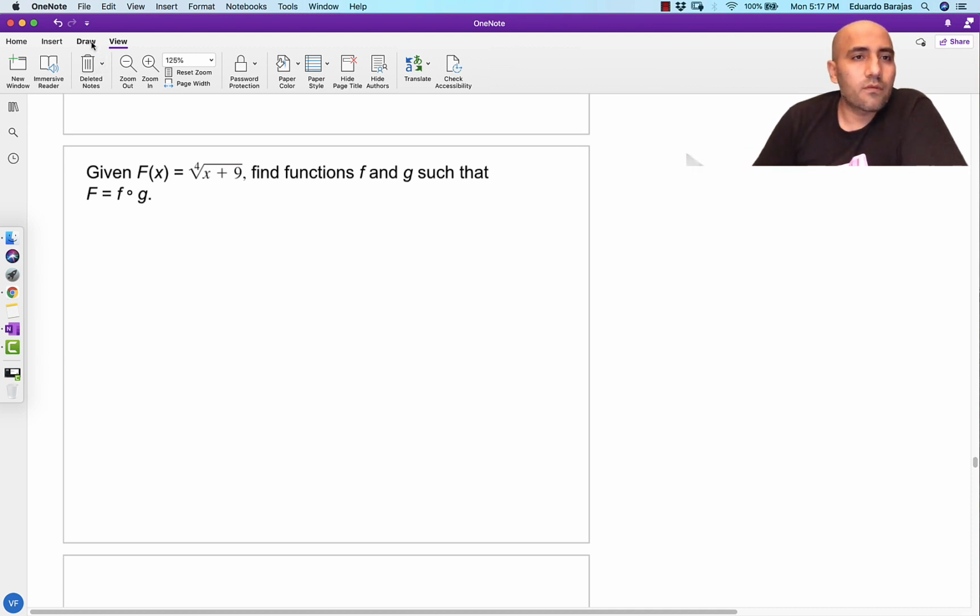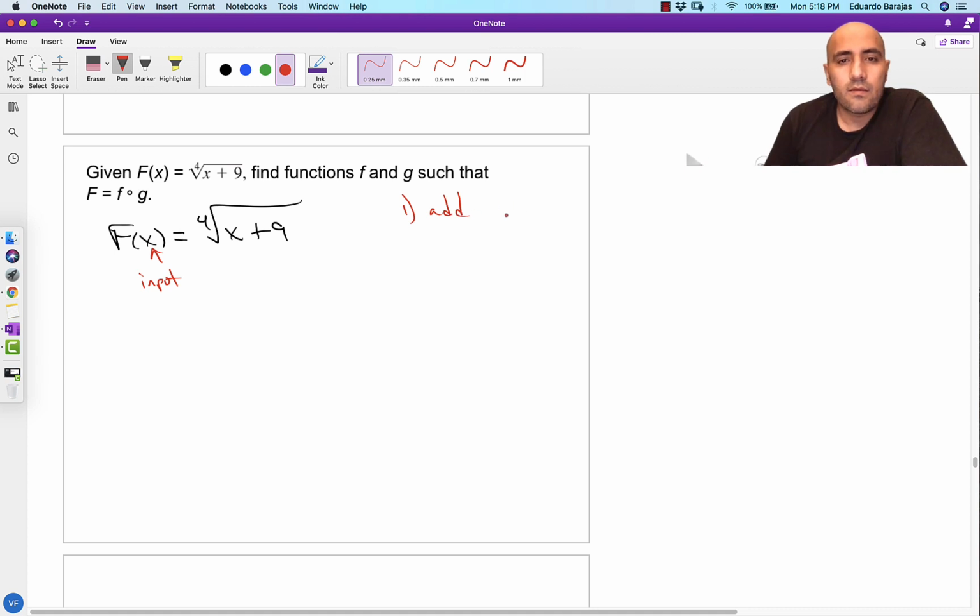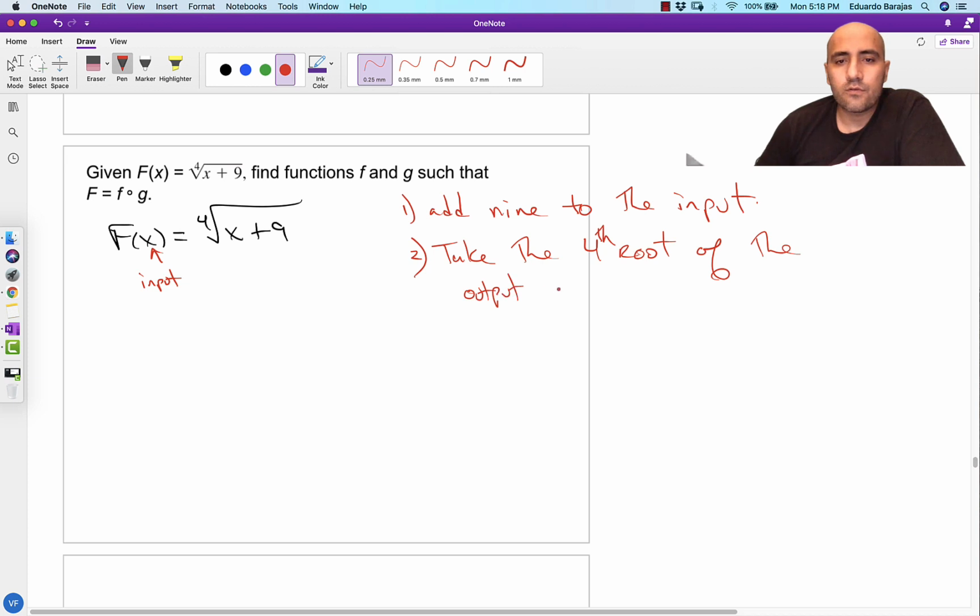Okay, so lots of different answers to this. At heart, what does F of x mean? F of x means this, x plus 9 under a fourth root. We're going to take an input. Here's my input. And what are we going to do to the input? We're going to add 9 to the input. And then take the fourth root of the output in step 1. So first add 9 to the input, then take the fourth root of the result.